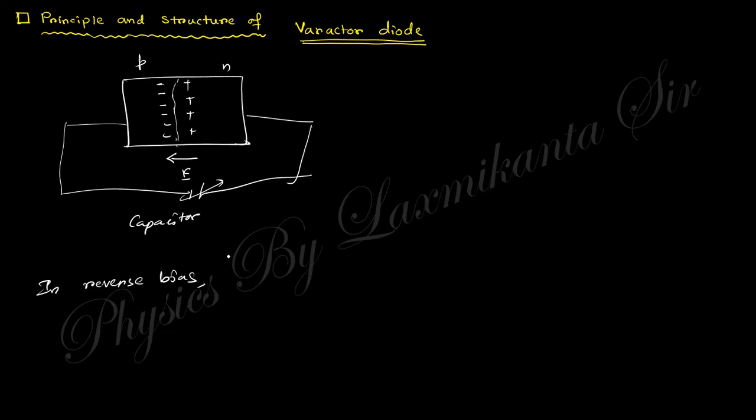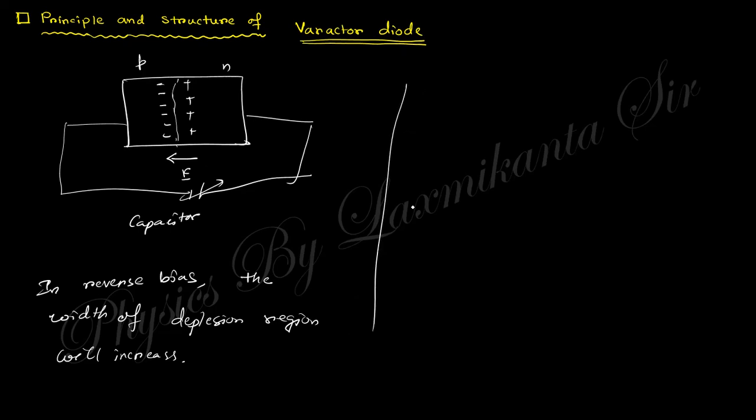What happens in reverse bias? The width of the depletion region will increase. When the depletion region width increases, the capacitance will change, because you know C equals epsilon A by D. The width D is increased, then capacitance will be decreased. So this is used as a variable capacitance.